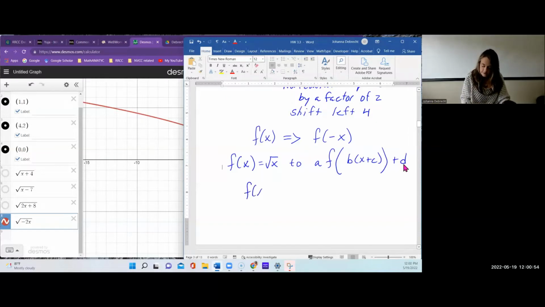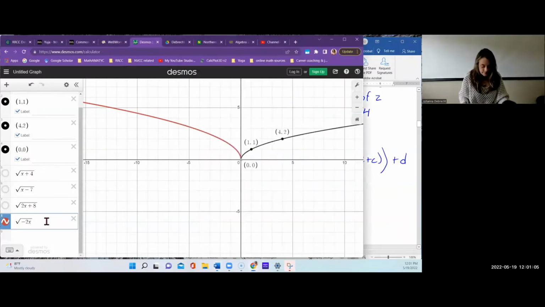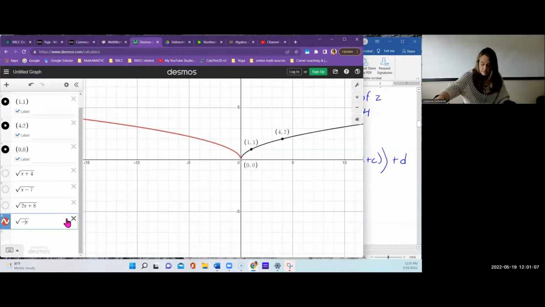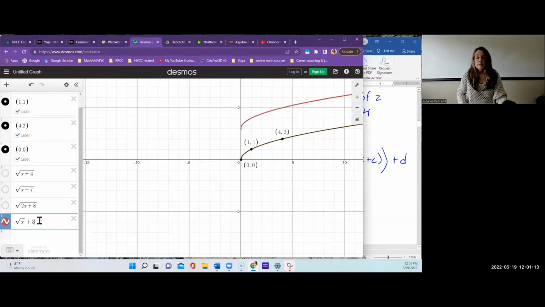Let's take our toolkit function, square root of x, and let's transform it to be f of x plus 3. Yep, it does exactly what I thought it would. This is a sticker again. When we're not stretching and compression, it's basically like a sticker that you peel off and set down somewhere else.